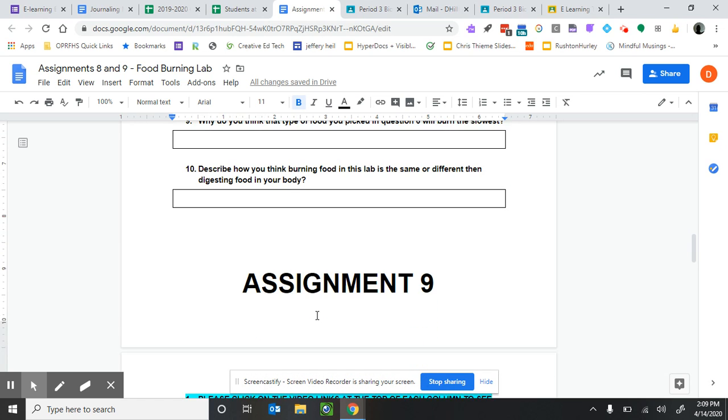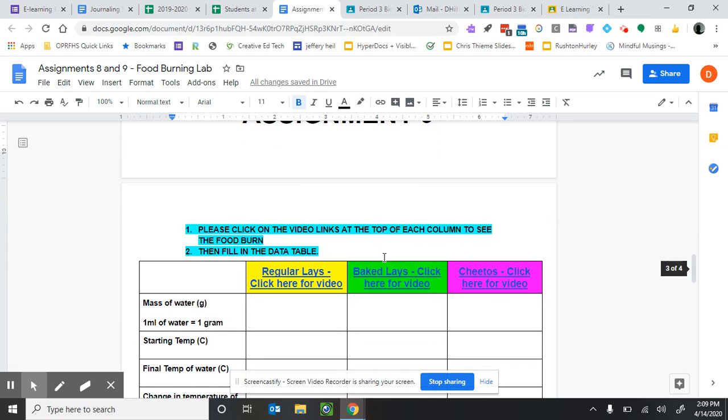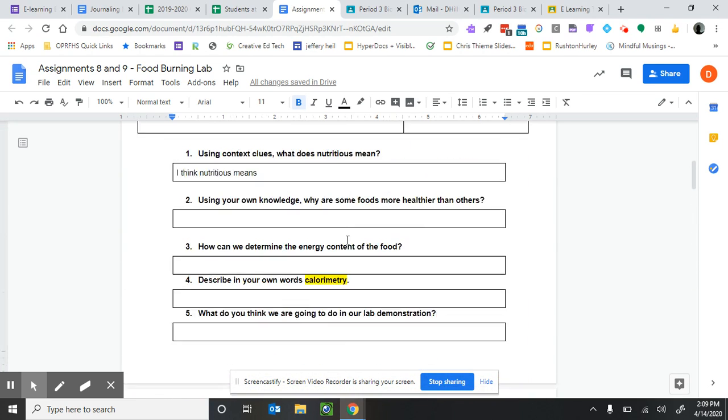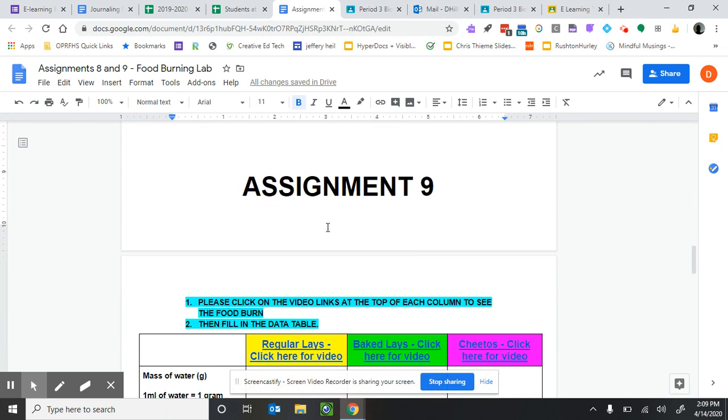And so tomorrow, you'll do assignment 9, which is you're going to actually watch Mr. and Miss McKittrick burn food and then complete that data table to help you for assignment 9. So today, do assignment 8. Tomorrow, you're going to do assignment 9.